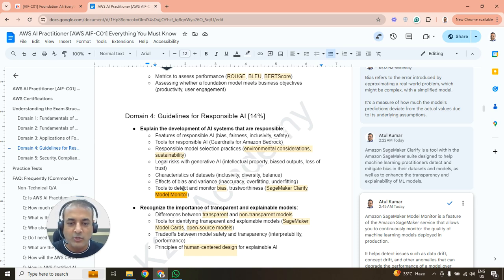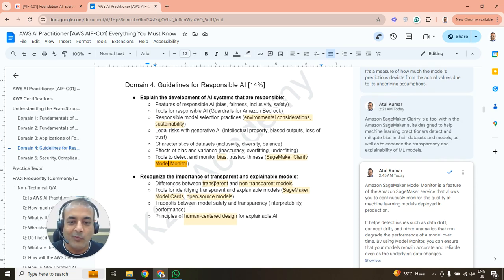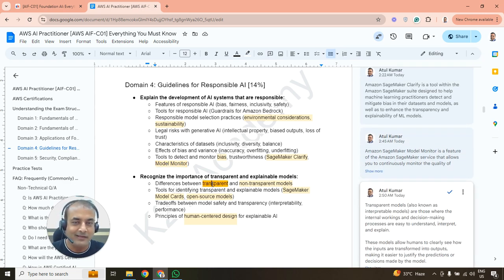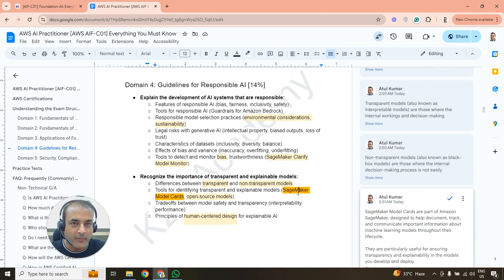this module. Also, you have transparent versus non-transparent models, and the difference between the two. How do you quantify or understand them? Also, the tools or services within the AWS stack to identify transparent and explainable models. That is where you have SageMaker Model Cards, which are nothing but documents, or cards, designed to help document and track important information about machine learning models throughout the life cycle that you see here.